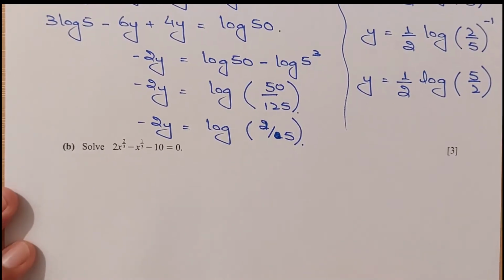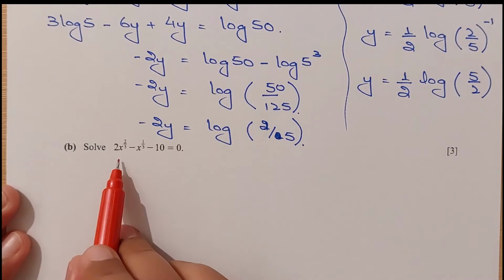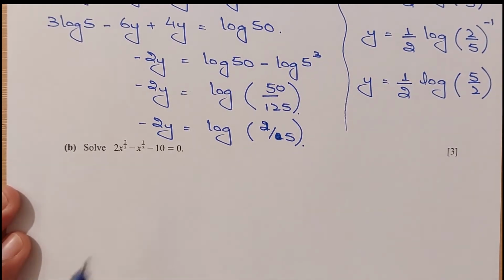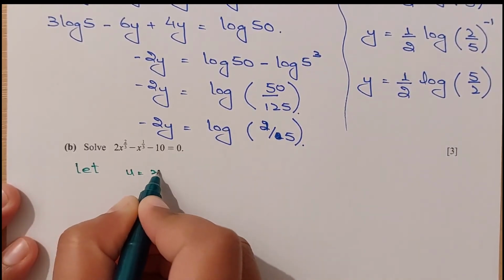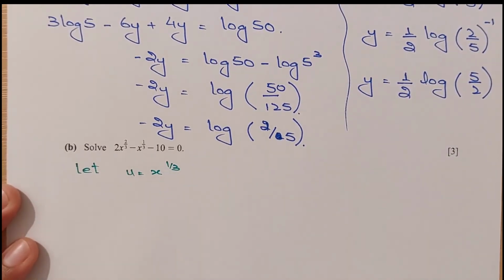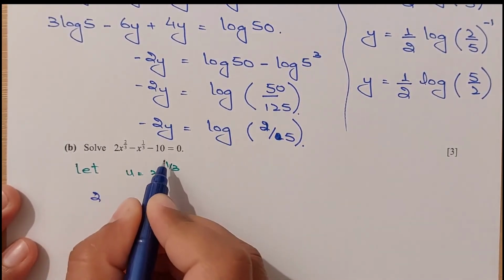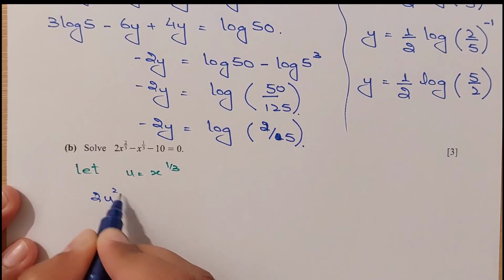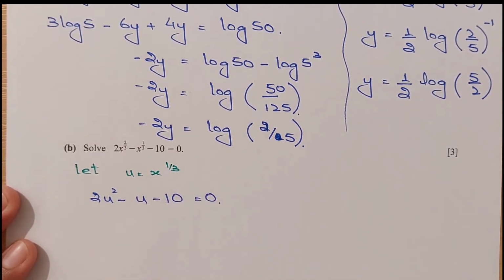Now for the b part, solve this equation. Okay, so let me substitute here. Let us suppose that u equals x exponent 1 by 3, right? So we have 2, and if we take the power 2, we have u square minus u minus 10 equals 0, right?